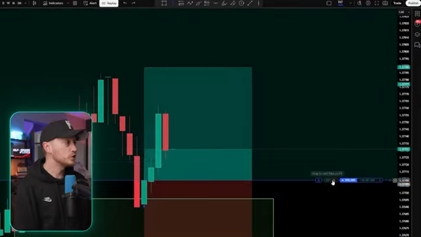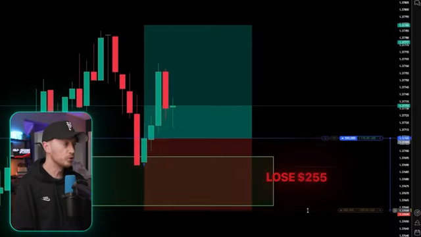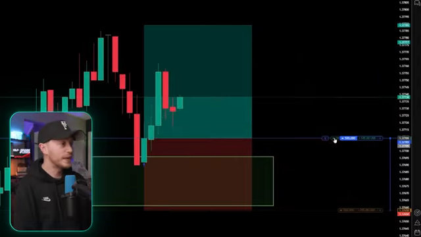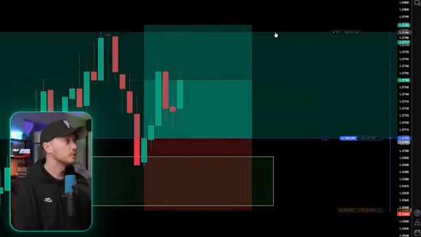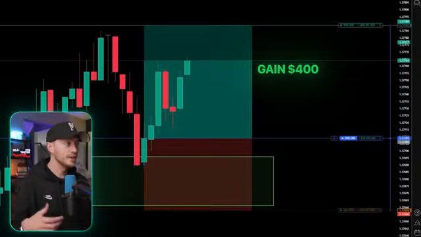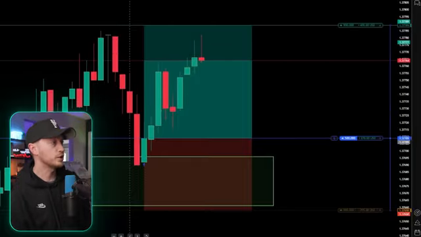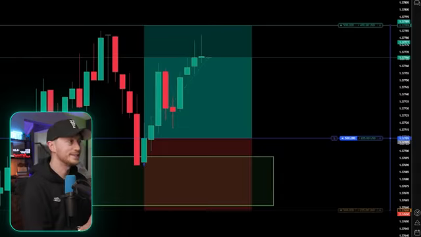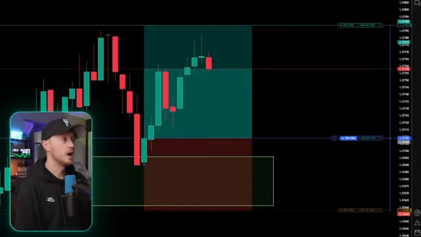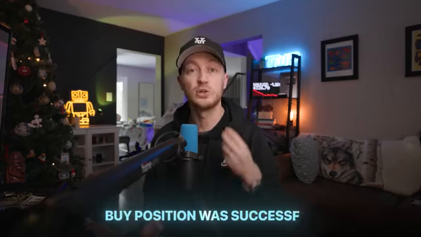Now, if the price comes down to my level right here, I lose $255. If the candlesticks come all the way up to my level right here, I will gain approximately $400. Now, in this case, you can see the price is moving in my direction, and as soon as it hits the top of that level right there, I'll be able to collect my profits right there. So in this case, I was right, and my buy position was successful.